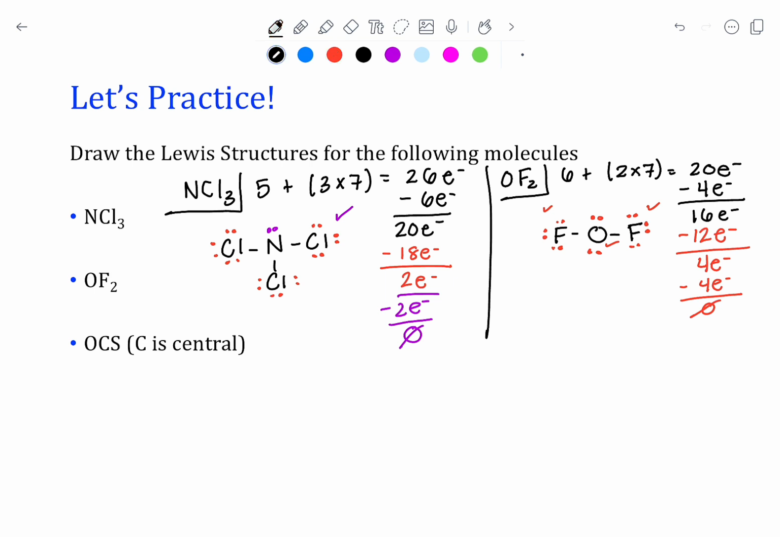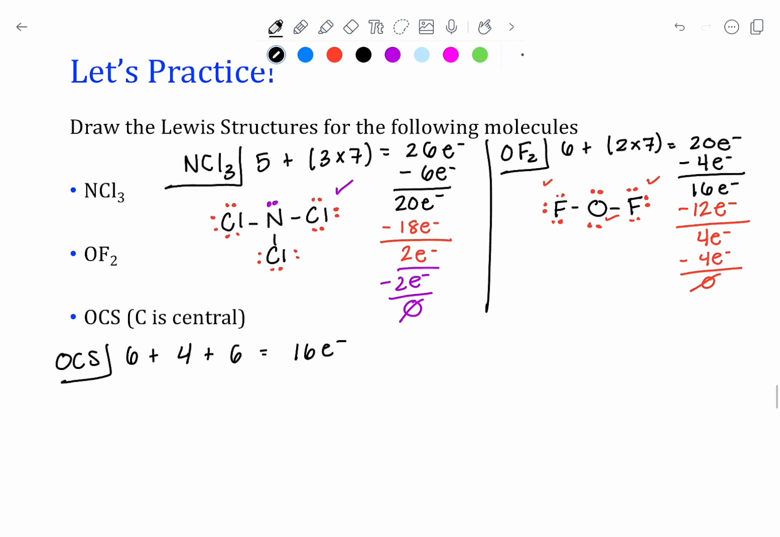My final example is OCS, where the carbon is the central atom here. So let's count up our valence electrons. I have 6 from the oxygen, 4 from the carbon, and 6 from the sulfur. So that's a total of 16 electrons in my structure right now.